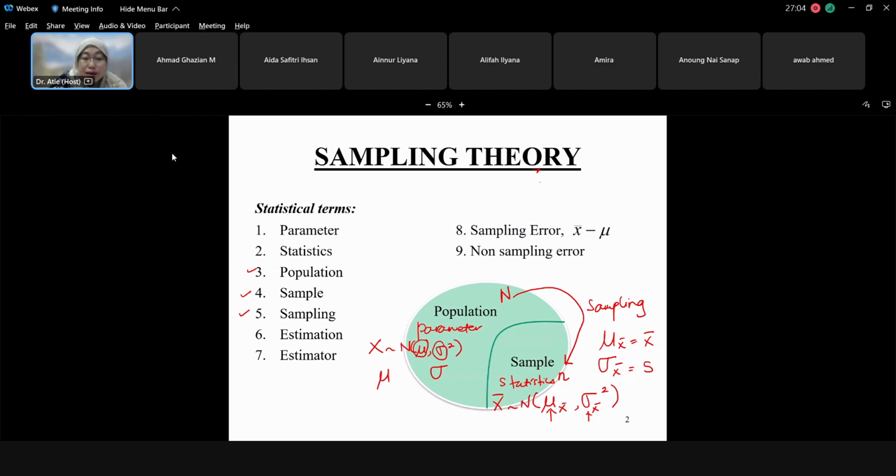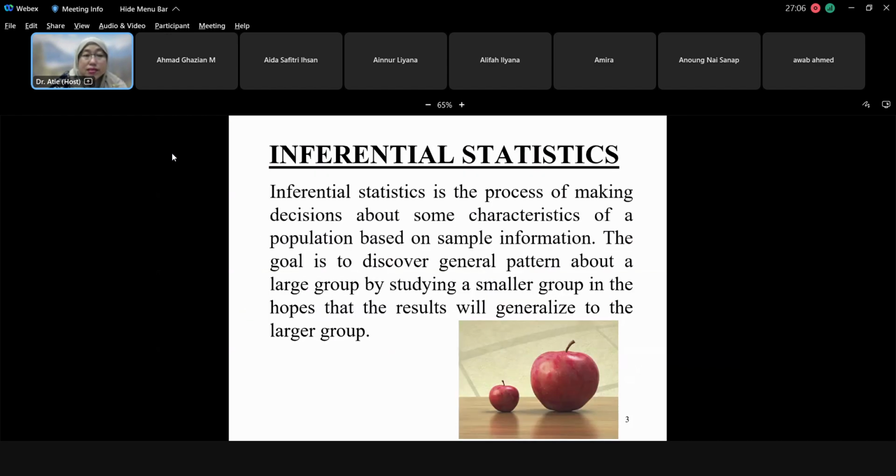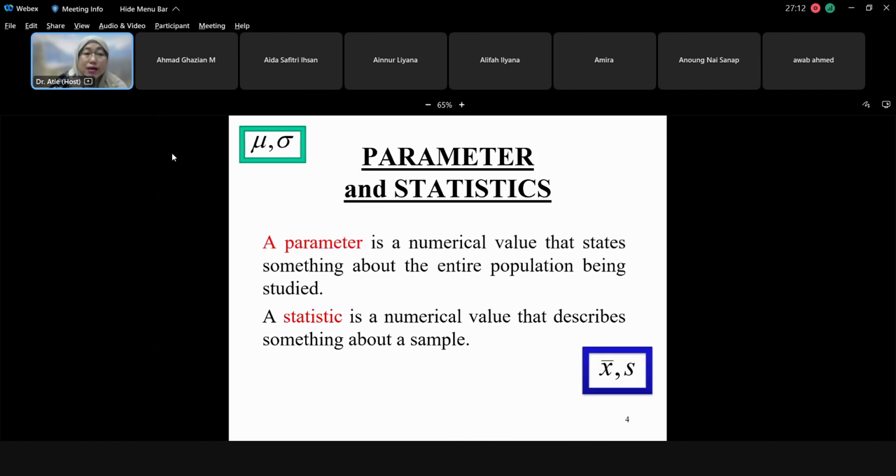So in terms of the word statistics, hold on. If you want to write in your book, you can copy this one down. I give you 2 minutes for you to copy the definition of parameter and statistics. So this is the example of statistics, and this one is parameter. 2 minutes.